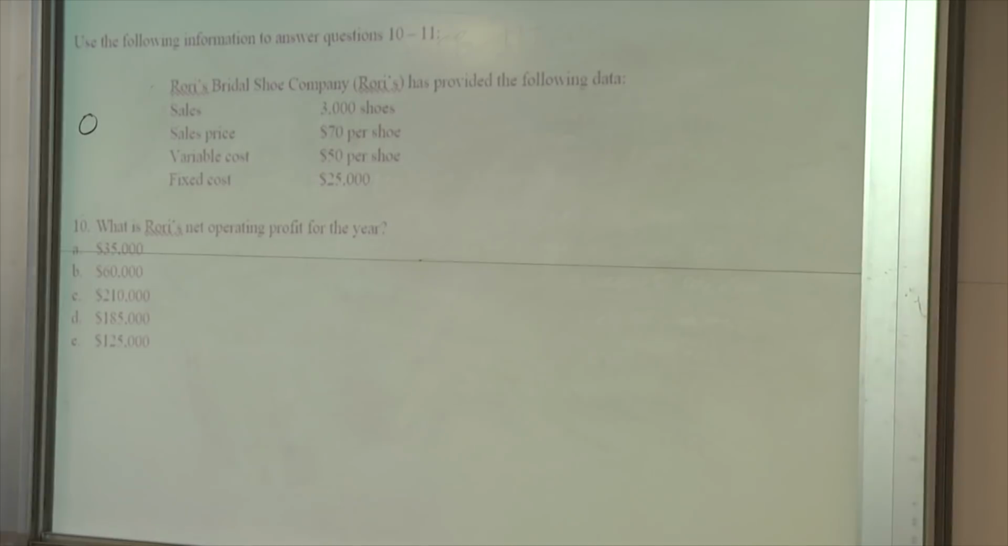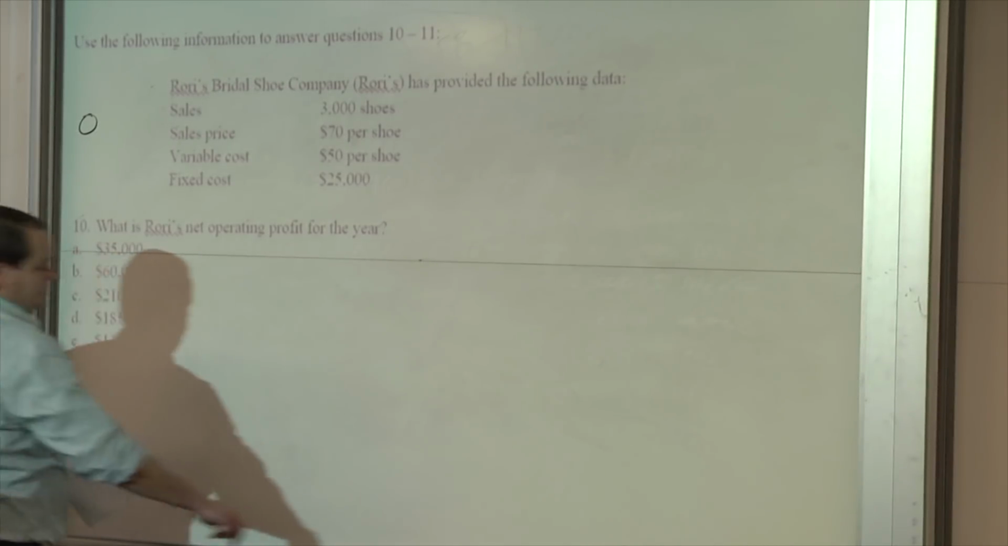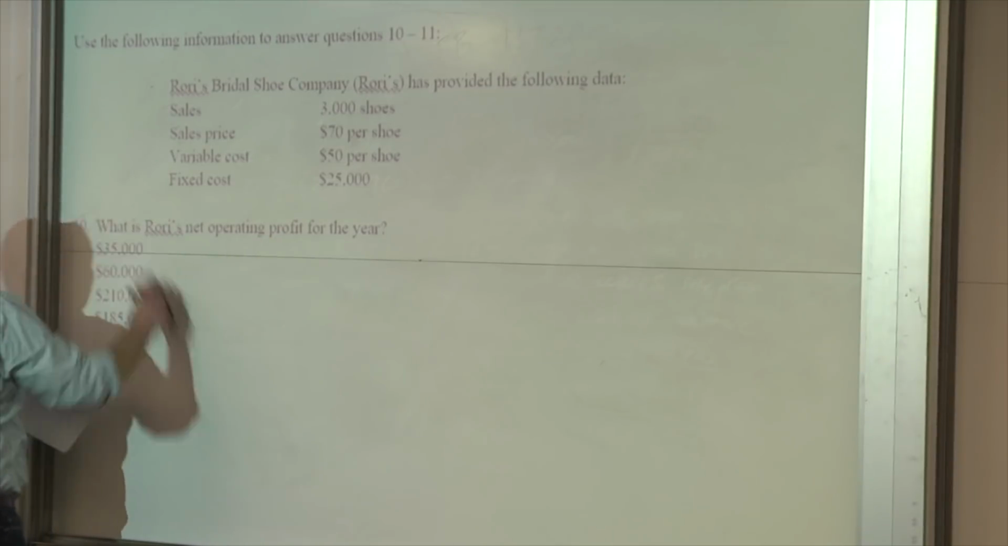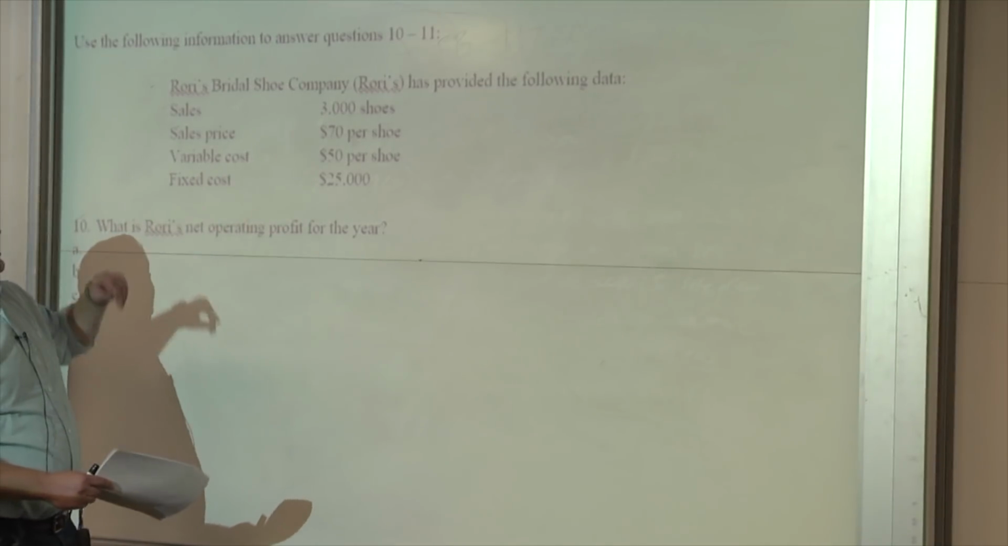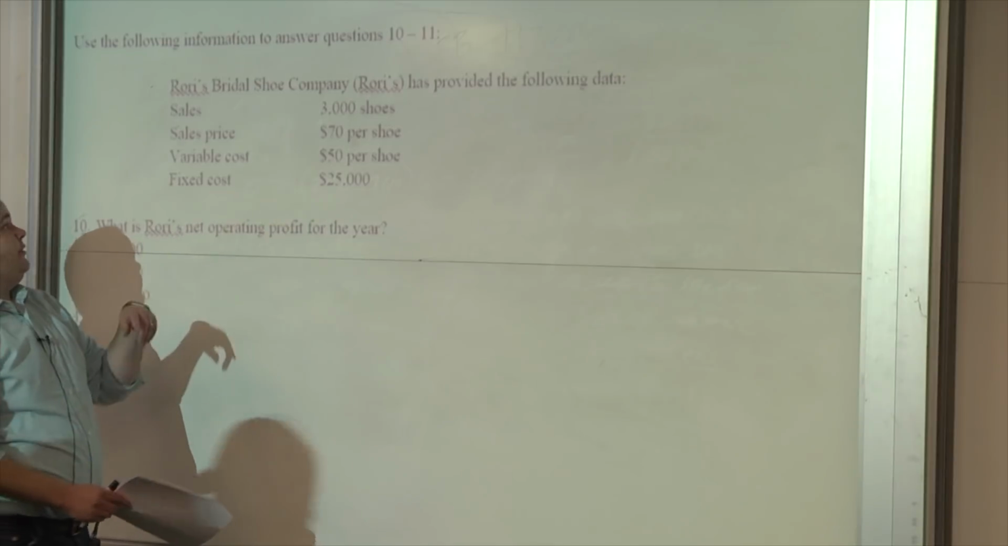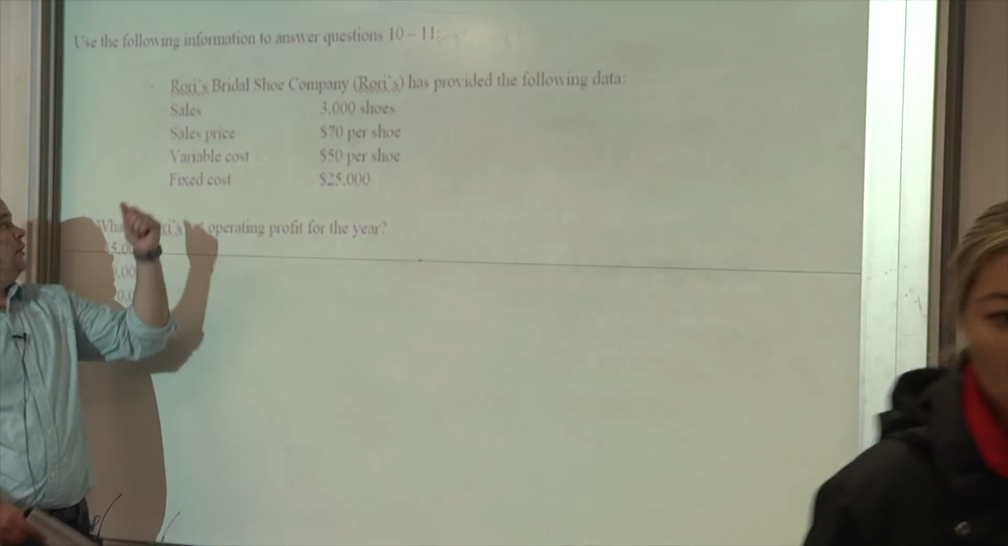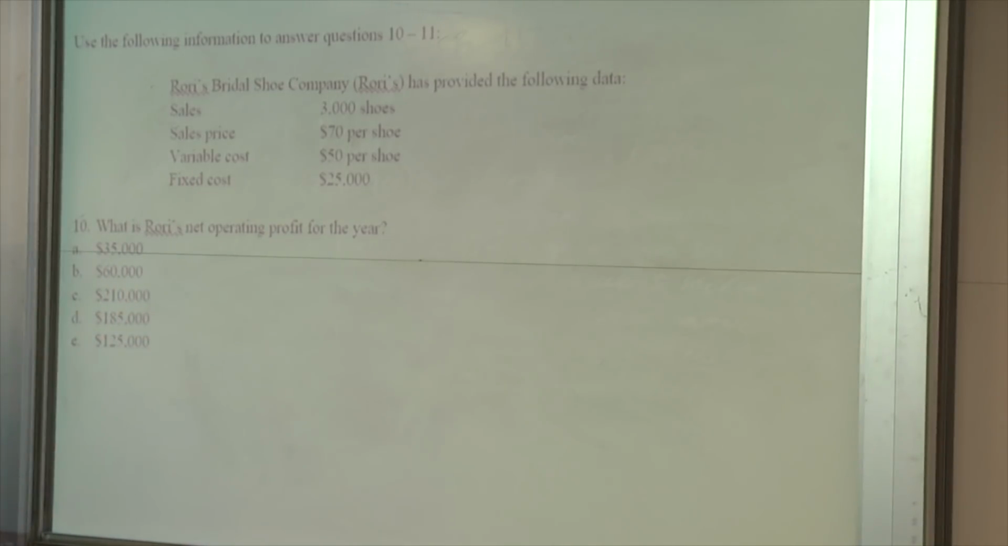So we have Rory's Bridal Shoe Company. We got the following data. Sales of 3,000 shoes, sale price 70 per shoe, variable cost 50, fixed cost 25,000. And question, what is Rory's net operating profit for the year?